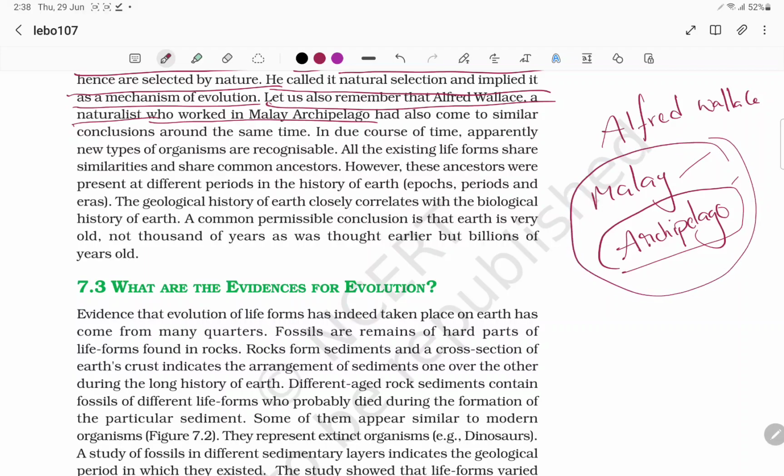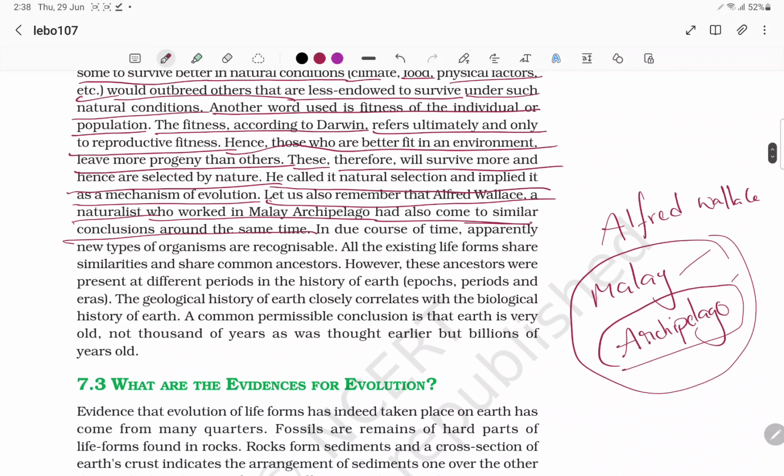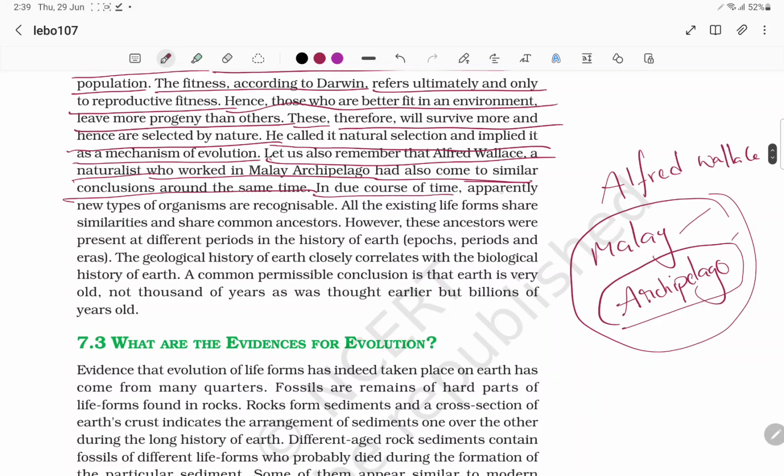Alfred Wallace studied the Malay archipelago, and he reached similar conclusions around the same time as Charles Darwin, who observed in the Galapagos Islands that, in due course of time, new types of organisms become recognizable. All the existing life forms share similarities and some common ancestors. However, these ancestors were present at different periods in the history of Earth. So let's talk about epochs, periods and eras.